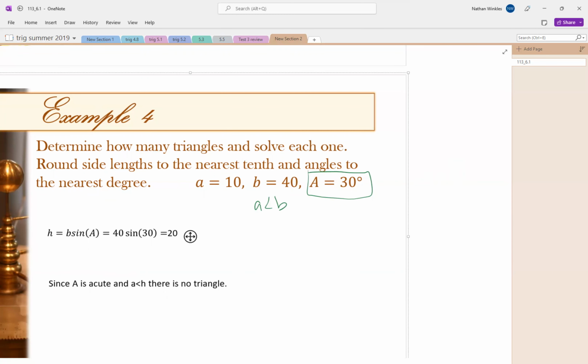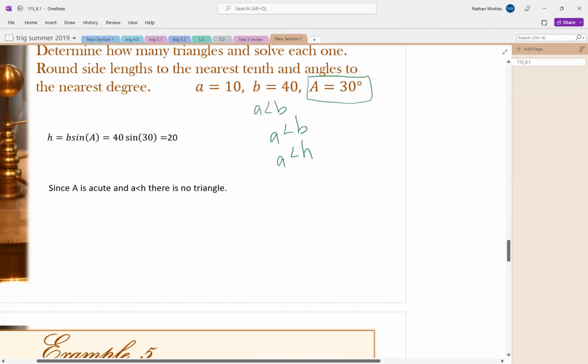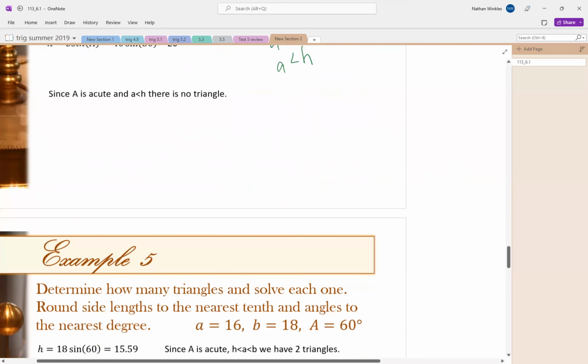In this case, a is less than b and a is less than h. So since A is acute and a is less than h, we have no triangle that can be formed from this condition right here. So always pay attention to what you're given. Don't try and work a triangle if there's not even one possible.